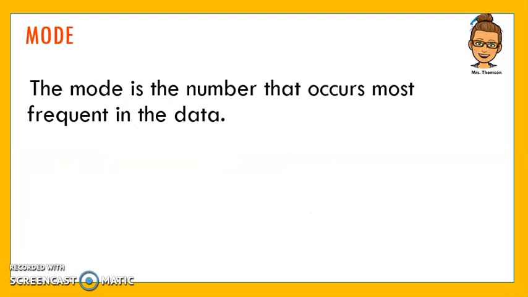All right, so now let us look at the mode. The mode is a number that occurs most frequently in the data. It really is easy to find this one. You don't even have to sort it. You're just looking for the number that occurs more than once, the one that occurs most often.